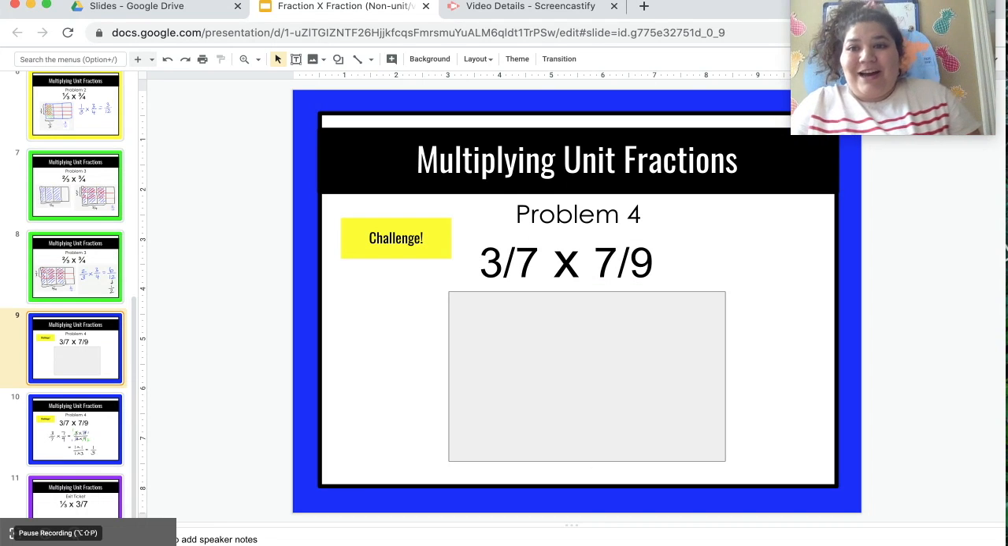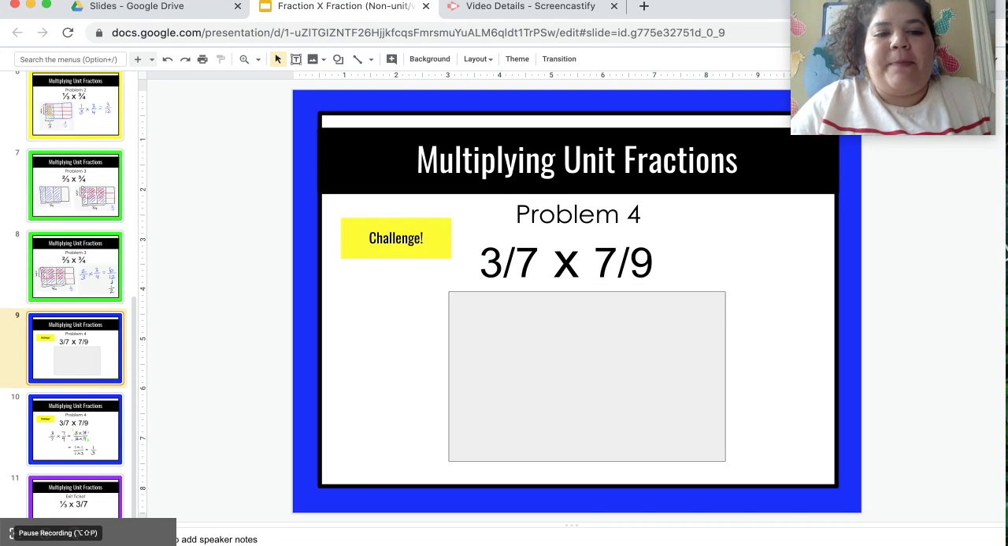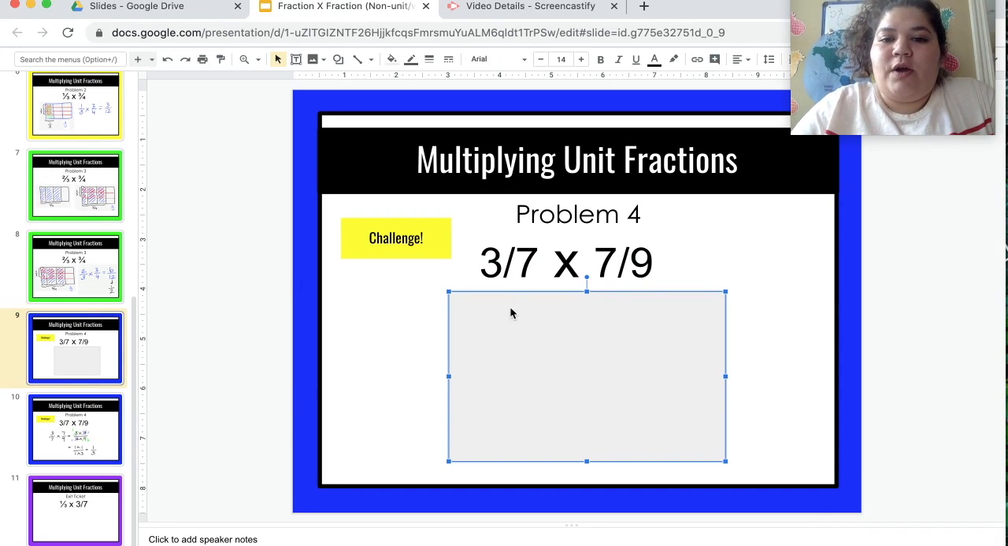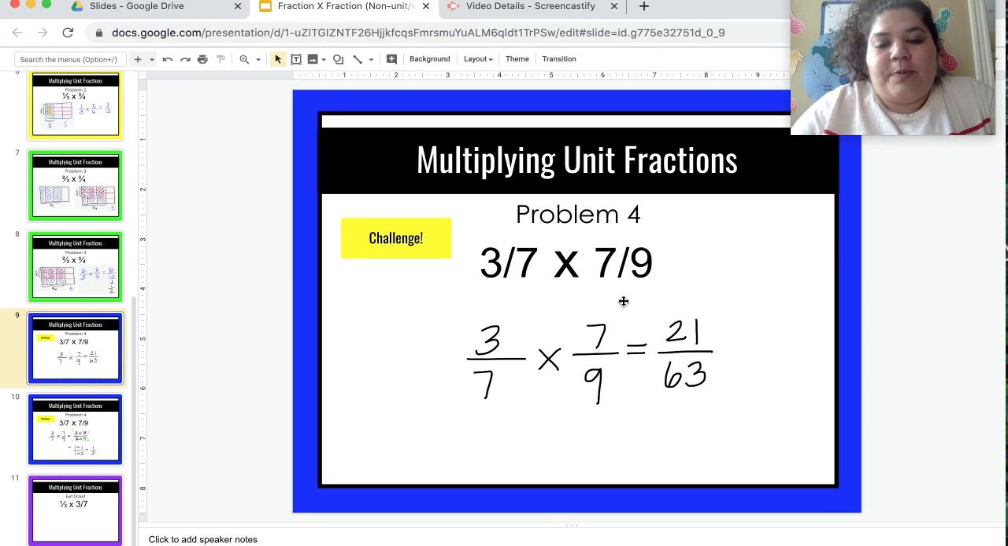All right, and now to problem 4. For this one, I put challenge because this one we're only going to solve numerically. I believe you guys have seen the pattern. So for this one, 3/7 times 7/9, you're going to multiply the numerators. 3 times 7 is 21. 7 times 9 is 63. But that can be reduced.